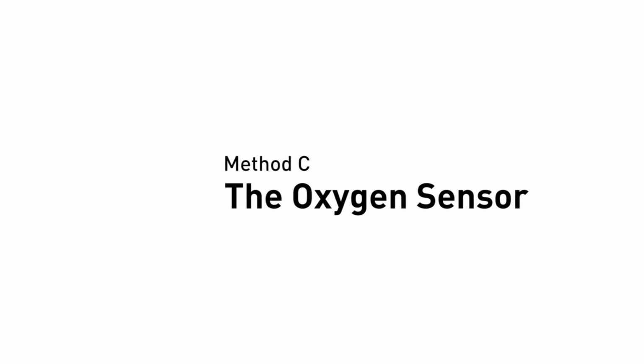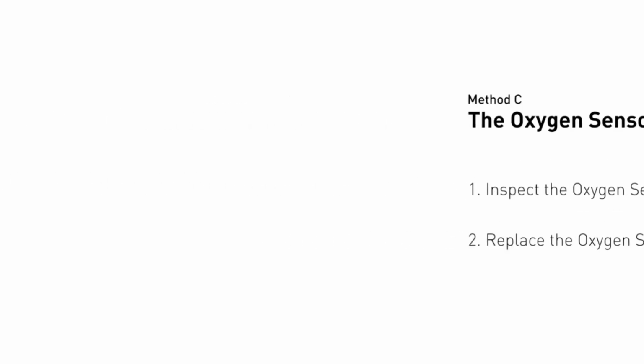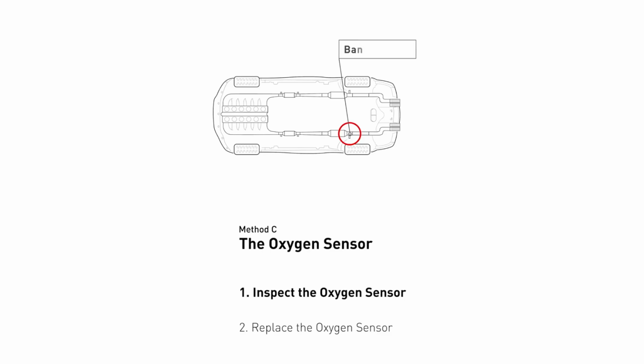Method C. The oxygen sensor. This oxygen sensor is located right after the catalytic converter. Bank 2 is on the side with the cylinder number 2. Sensor number 3 is downstream of the last catalyst in the exhaust system.